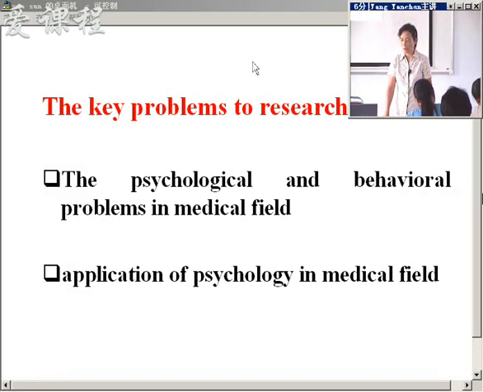Medical psychology will research the psychological and behavioral problems in the medical field, and will use the application of psychology in the medical field. Doctors, nurses, medical care providers: how to use psychological knowledge in medical practice to help the patient get a good health care service.